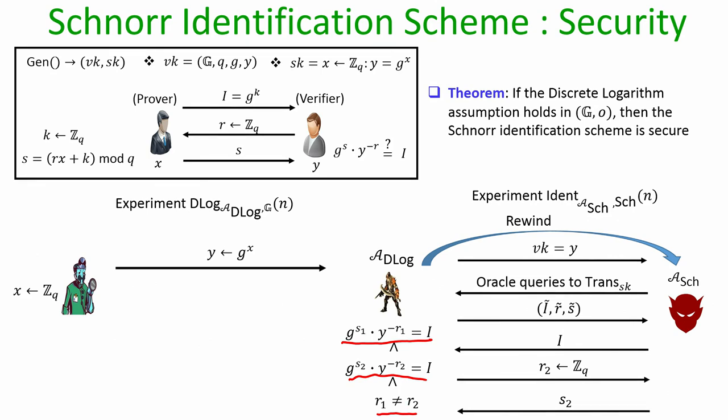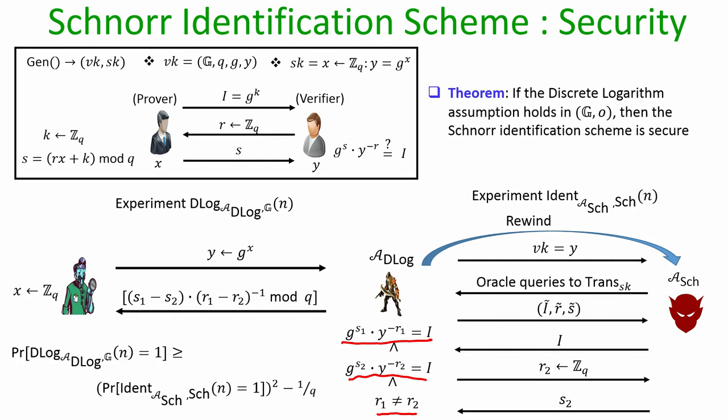Now, if all these 3 conditions hold simultaneously, then the discrete log adversary computes the discrete log of Y to be the product of (S1 minus S2) and the multiplicative inverse of (R1 minus R2). And since R1 and R2 are different, R1 minus R2 will not be 0, and hence its multiplicative inverse modulo q will exist.